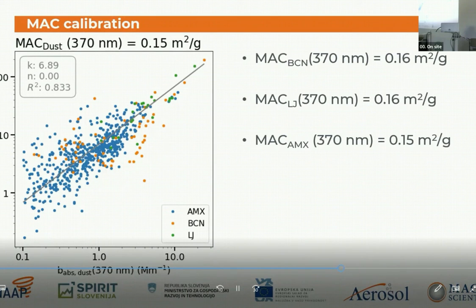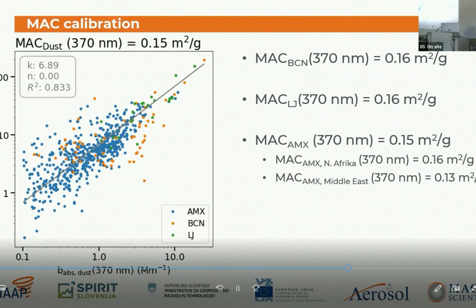We prepared the MEC estimation also for each station separately. You can see only minor differences between these stations, which confirm the overall usefulness of the method. For the station in Cyprus, we split the MEC calculation regarding the source region, the situation when the dust was coming from Northern Africa and the Middle East. So the dust from the Middle East was slightly less light absorbing, with a slightly lower MEC value.